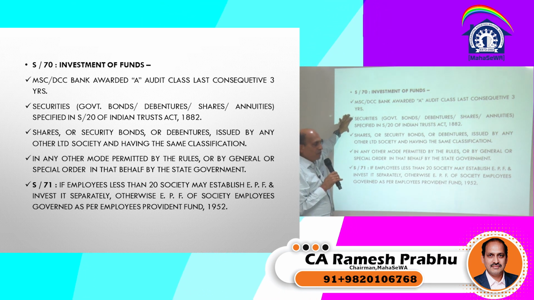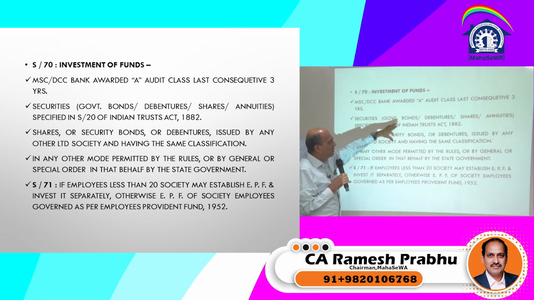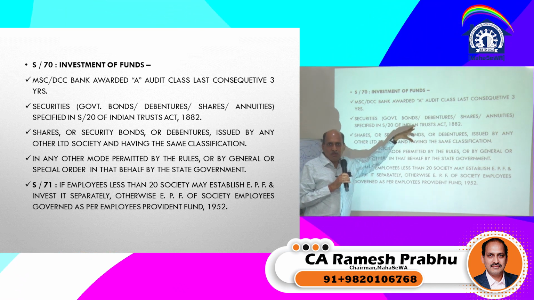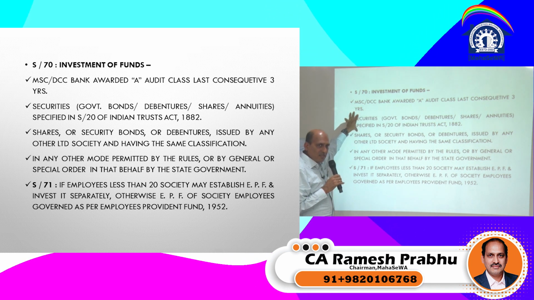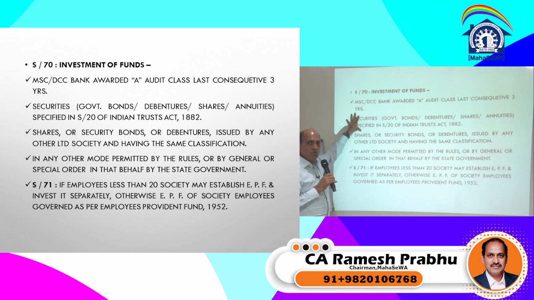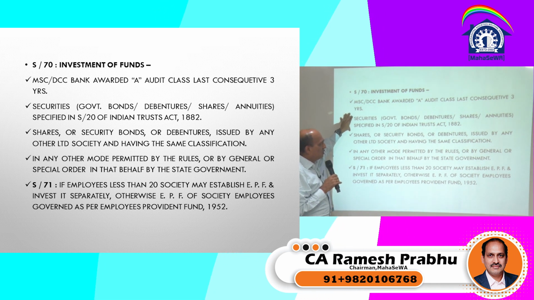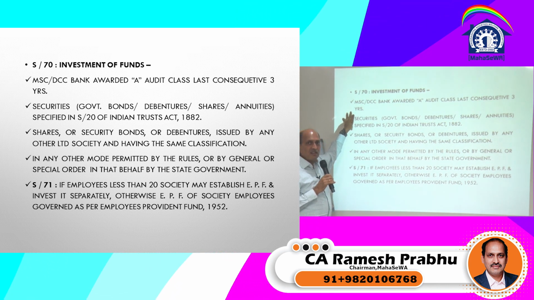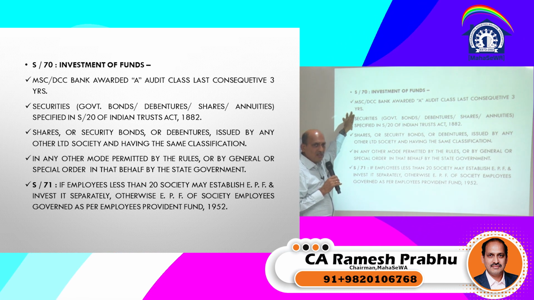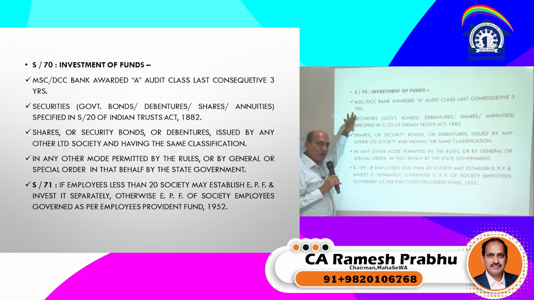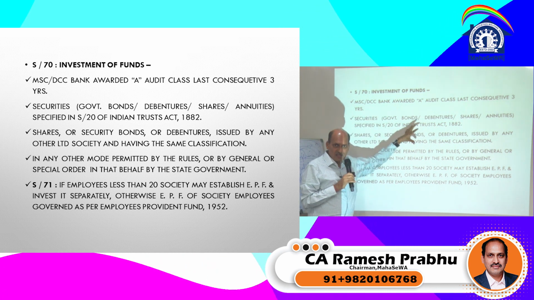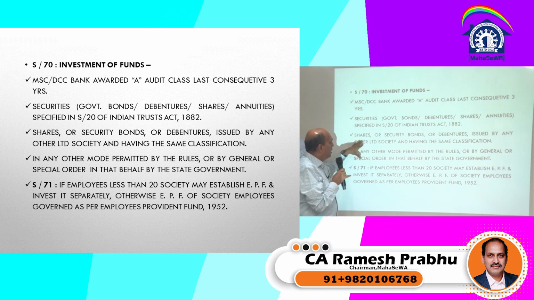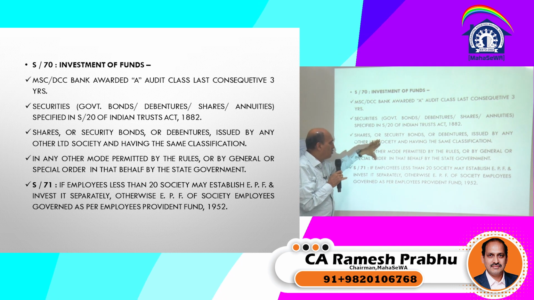Then a society can also invest in securities like government bonds, debentures, shares, specified under section 20 of the Indian Trust Act 1882. That means you need to look into the Indian Trust Act. Under section 20, the latest provision allows you to invest in mutual funds. So you need to look into which is the mutual fund where you can invest. It is not that you can invest in a mutual fund related to equity shares. But if there are certain mutual funds called debt funds, government debt funds, then only it can be invested. Then next comes shares, securities, bonds or debentures issued by any other limited society or having the same classification; you can also do the investment.